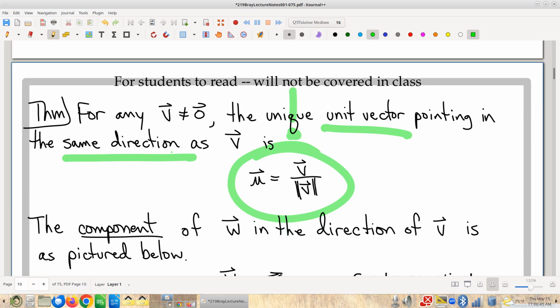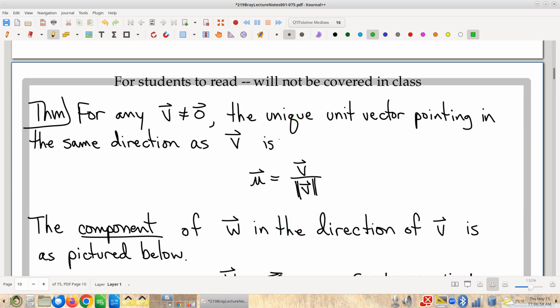You might think to yourself how you would prove that this vector has the desired property, something to think through. But it's not hard to prove. It's a matter of taking the magnitude of this construction and just working it out. Use properties of the magnitude operation and just confirm that sure enough this has magnitude 1.